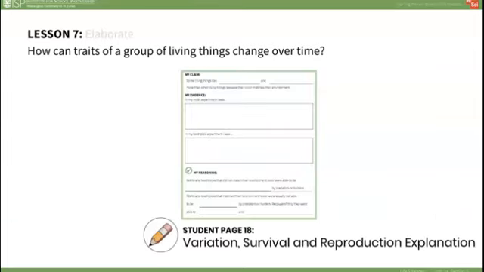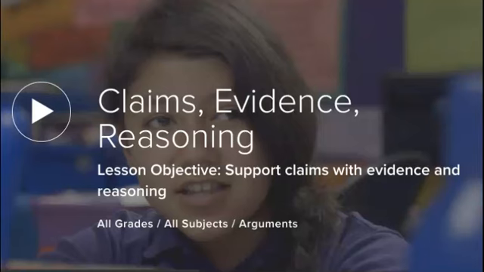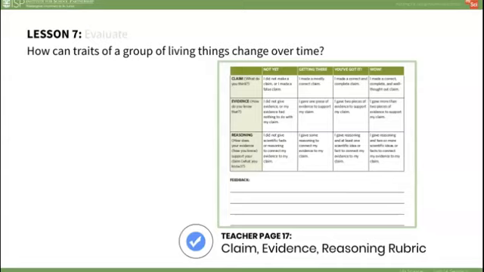Give students a copy of Variation, Survival, and Reproduction Explanation from student page 18. This is a scaffolded claim, evidence, reasoning activity for your students where they will fill in the blanks for each stage of argumentation. Depending on your students' abilities, you may want to let them work in groups, or you may want to lead this as a class discussion with chart paper. If you are unfamiliar with CER in the classroom, refer to the lesson plan for a teaching channel resource available to you. Evaluate students according to the CER rubric from teacher page 17.